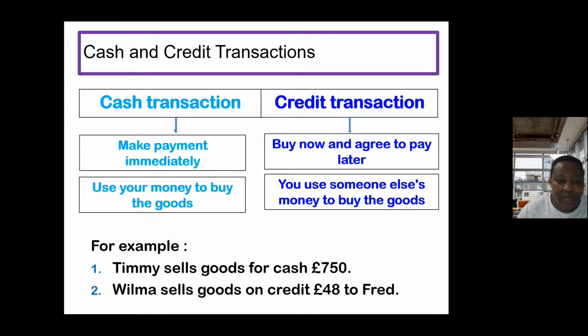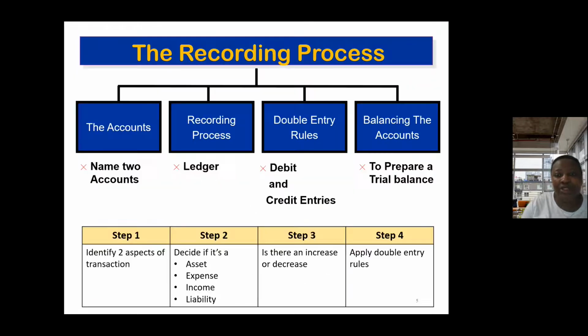In this example, we have Wilma sells goods on credit, 48 pounds, to Fred. So here's a credit sale where Wilma has given away the goods, but Fred hasn't made an immediate payment of money. That payment of 48 pounds has been deferred to a future date. So that's just the difference between cash transactions and credit transactions.